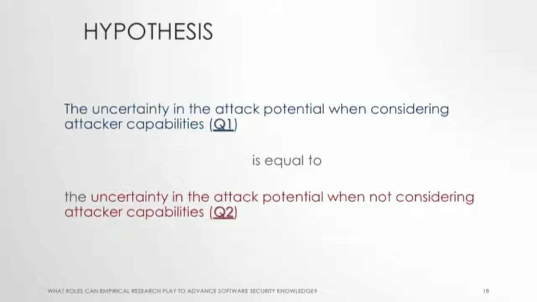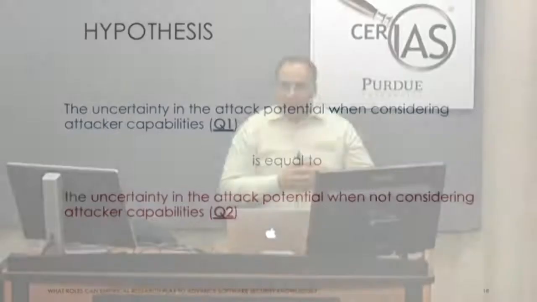We said, let's consider we now have a hypothesis. This hypothesis says that the uncertainty when we consider the attacker capability is equal to the one when we do not consider the attacker capability. The goal is to prove that this is false. If we prove that this is false, it implies that attacker capability has a value in the risk estimation, and we should consider it as one of the factors. If we cannot prove the opposite, then we cannot conclude anything based on this statement, right?